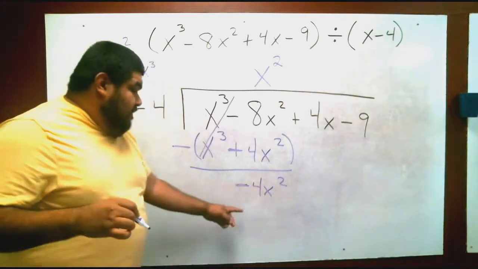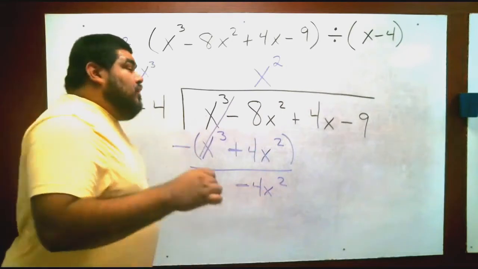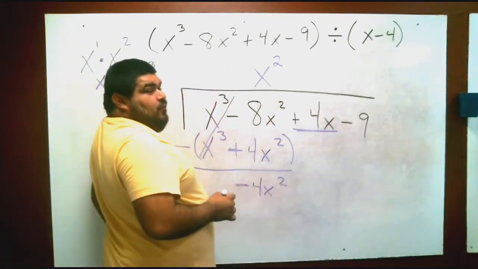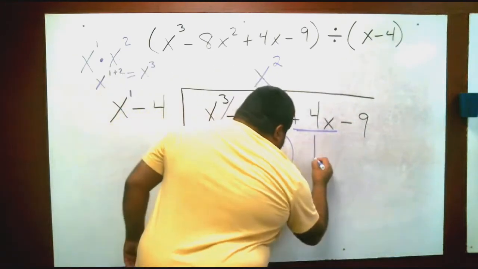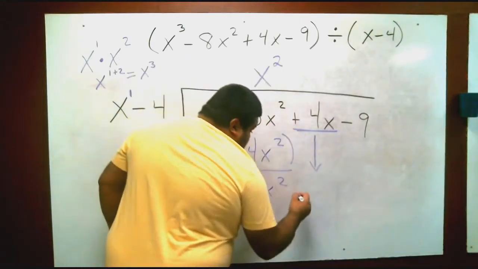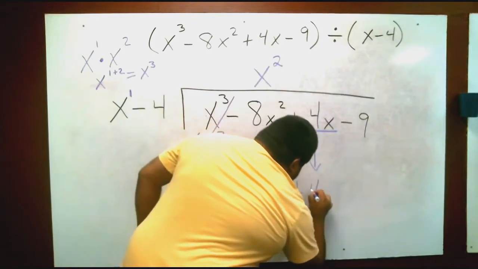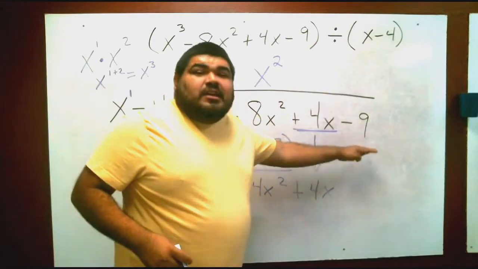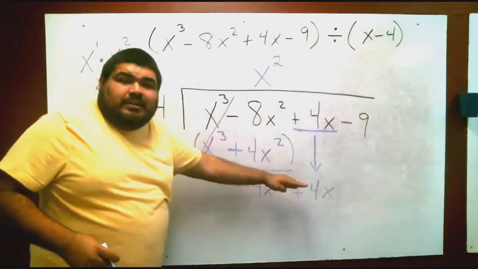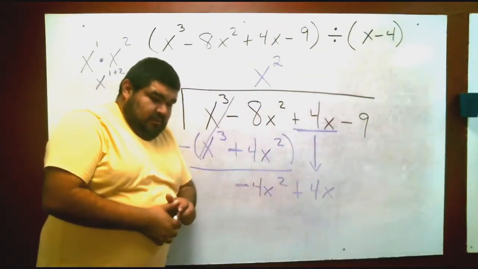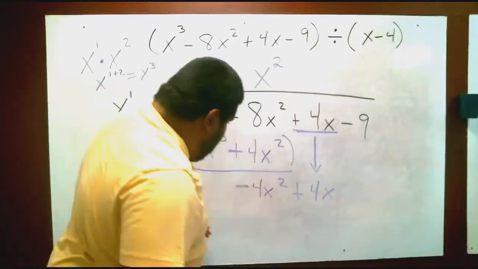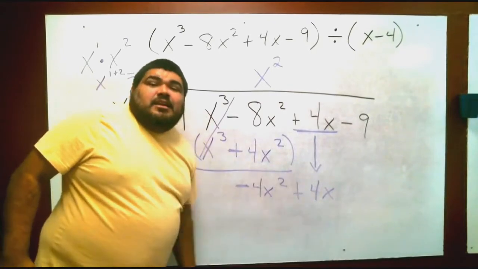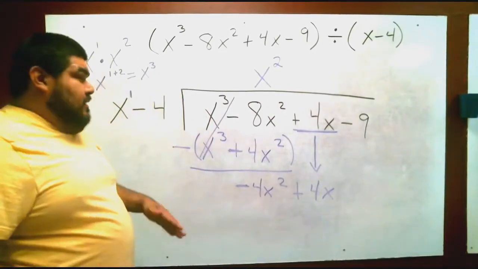Remember, once you have your one solved, you bring down the next number, which in this case is the 4x. So we bring it down as positive 4x. Okay? Don't move the 9 just yet. Not until the next step. We're doing one at a time. Now that we have another problem, negative 4x squared plus 4x, we repeat the same process again.